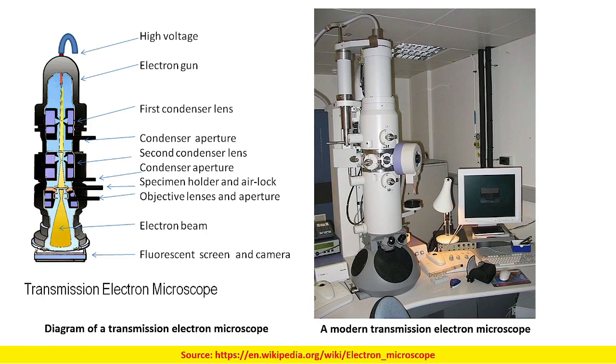So this is a transmission electron microscope. Now you must have understood by this time what should be there. We have a high voltage for the electron gun, so this is a high voltage cable. Then we have a condensing lens, then we have a condenser aperture.